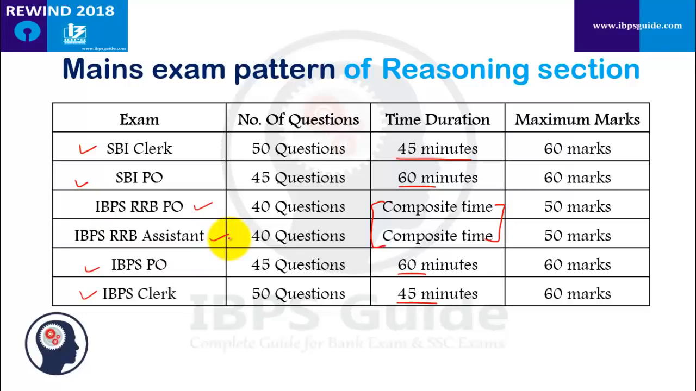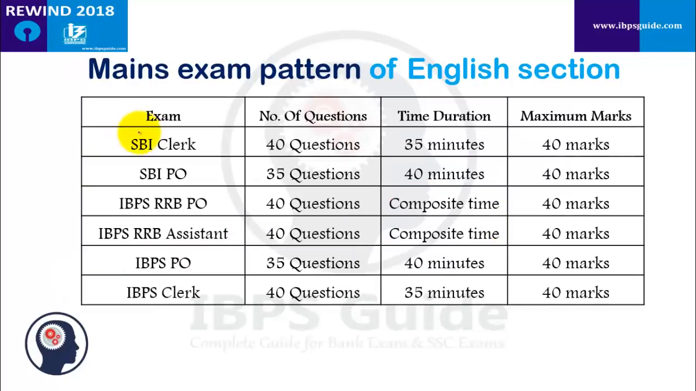Okay, now let's move toward the English section. Now look into the English section. In SBI Clerk and IBPS Clerk, the time duration is fixed at 35 minutes each. But for SBI PO and IBPS PO, the time duration is 40 minutes each. In the case of IBPS RRB PO and RRB Assistant, there is no fixed time duration. This is a very important section for the selection, friends, and very major changes occurred in the English section. We will discuss those changes in upcoming videos.